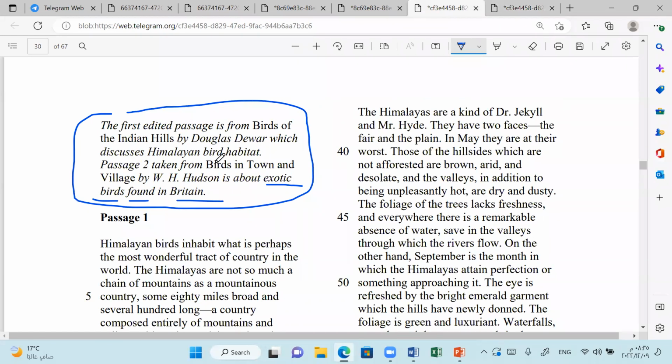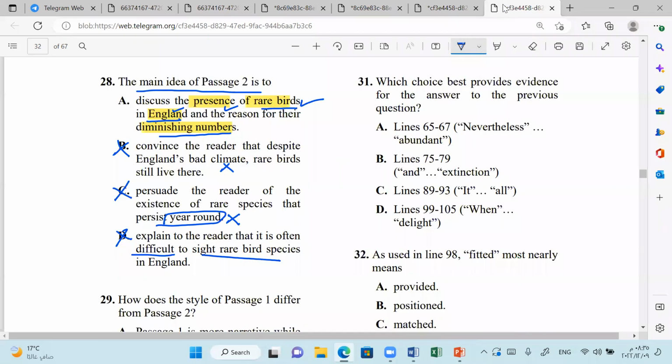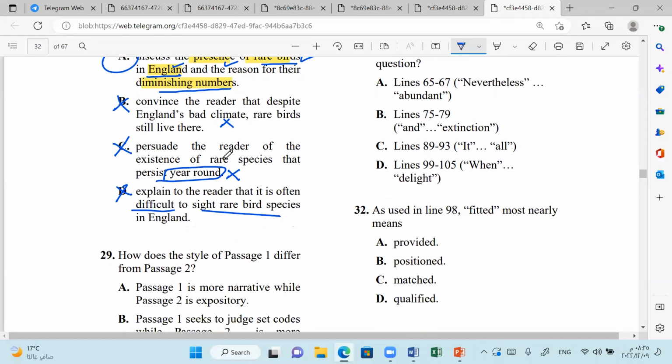Look at that. Passage 2, from Birds in Town and Village, is about exotic birds, rare birds found in Britain. That's it. That's amazing. We got the right answer in a few seconds. Right, let's go for another question in the same test, October 2020. Sorry, wait, I guess that's 37.